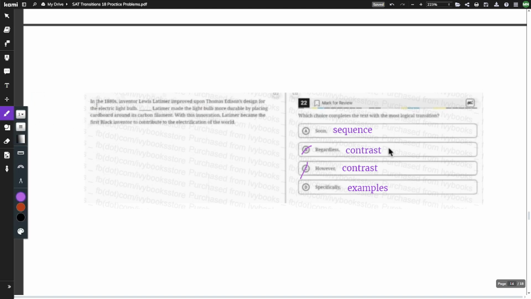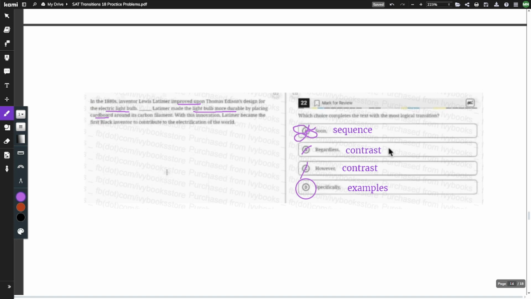Let's look at our text now. In the 1880s, an inventor improved on Edison's design for the light bulb. This guy made the light bulb more durable by placing cardboard around its carbon filament. With this innovation, he became the first black inventor to contribute to the electrification of the world. So here it says this guy improved upon the light bulb, and then he made the light bulb more durable by placing cardboard around it. So it gives an example of how he improved on it. It's specifically because it gives an example of how he did it, and it's just not sequence of events.